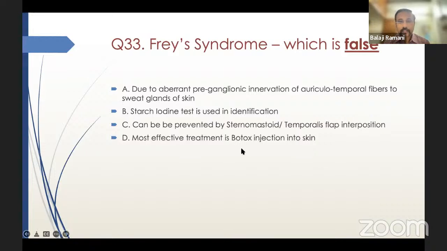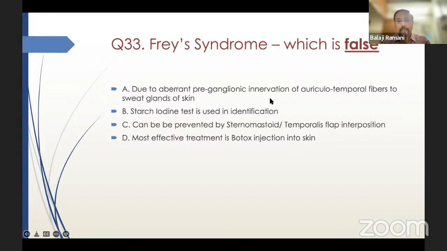Now, how can you prevent this Frey syndrome from happening? So at the time of surgery, one is to do the extracapsular dissection surgery. So the extracapsular dissection surgery technique can be done. The other one is in the placement of tissue. You can put flaps like what? One is the sternocleidomastoid, or you can put the temporalis flap, or you can place artificial membranes. So all these have been tried as far as the prevention of this one is concerned.